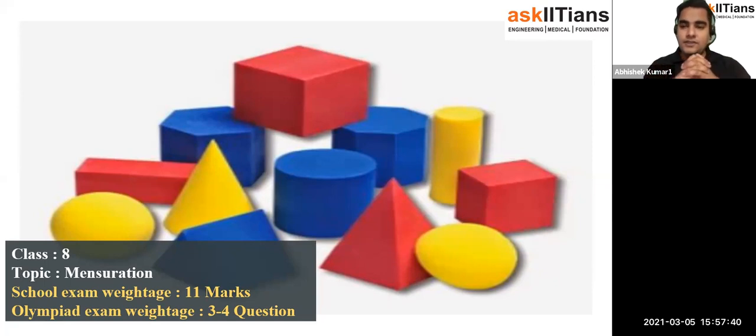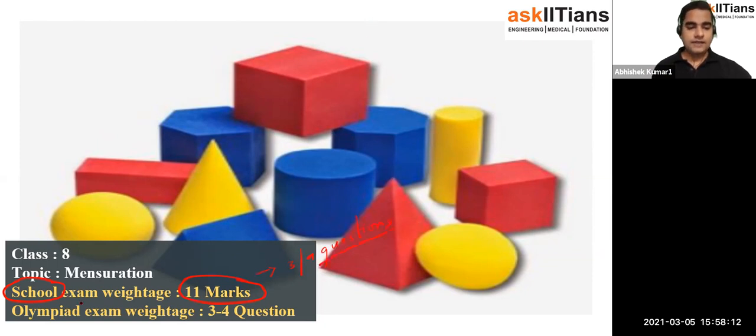Before we delve into the topics that we are planning to cover in today's session, it's very important for us to revisit the weightage of this particular chapter, both for your school examination as well as Olympiad examination. In school examination, you can expect questions of around 11 marks from this chapter. What does that mean? That means around 3 to 4 questions can be expected from this chapter in your school examination.